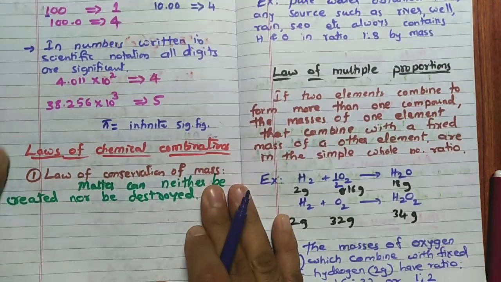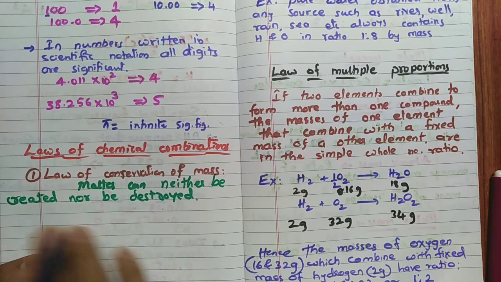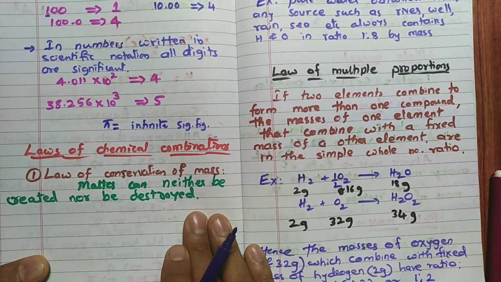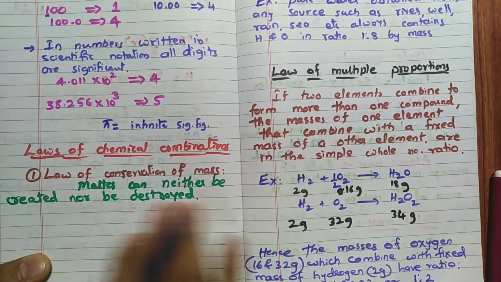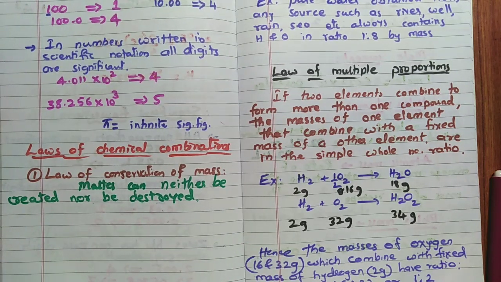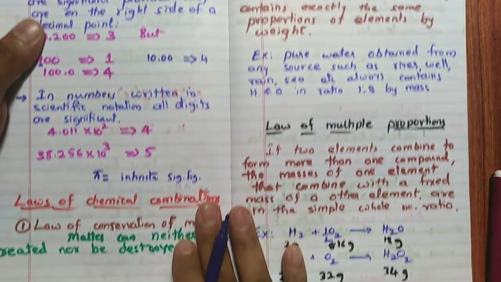Then you will see laws of chemical combination. Very simple. First one, law of conservation of mass, or matter also you can call it. Matter can neither be created nor be destroyed, which means the amount of the reactants will always be equal to the amount of the products. That is law of conservation of mass.